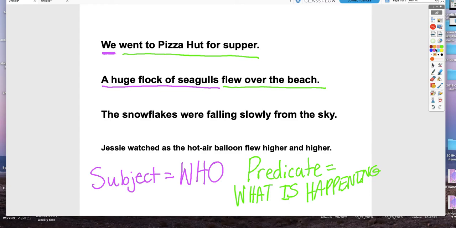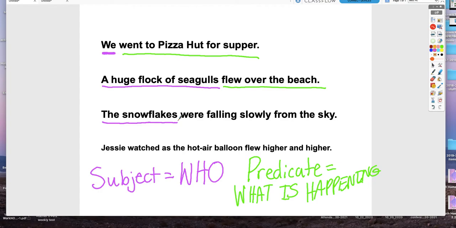Here we go. The snowflakes were falling slowly from the sky. Okay, I'm thinking of snowflakes right now, but I don't really want snowflakes right now. I don't know why I came up with that sentence, but the snowflakes were falling slowly from the sky. The subject in that sentence, Aiden, is what? The snowflakes were falling. Oh, not all those words. The snowflakes. Good job, Zayden. Thank you for fixing that. The snowflakes is the subject in the sentence.